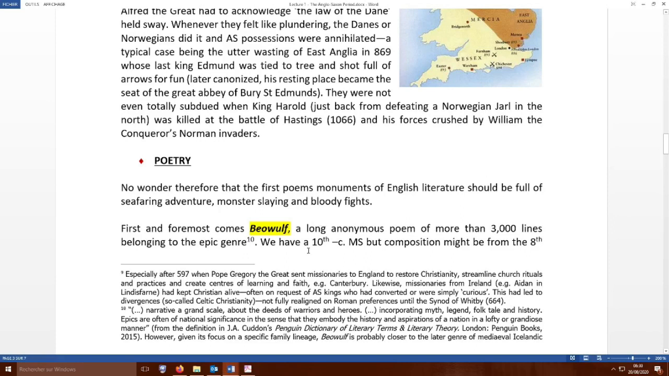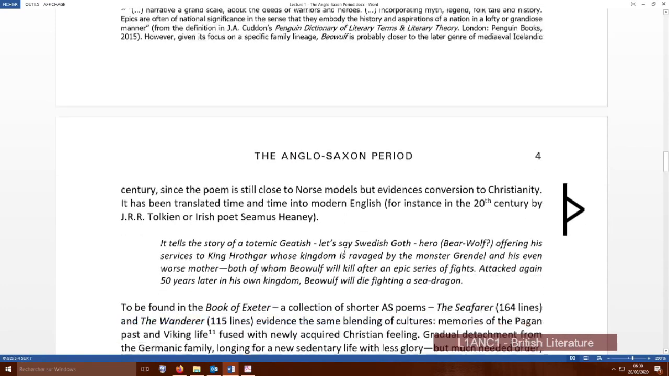Right, so now let us have a look at poetry. Obviously, it's no wonder that the first monuments of English literature should be full of seafaring adventure, monster slaying, and bloody fights. The first and most important text is the famous Beowulf. That's a long, anonymous poem of more than 3,000 lines belonging to the epic genre. We have a manuscript dated from the 10th century, but it was probably composed in the 8th century.